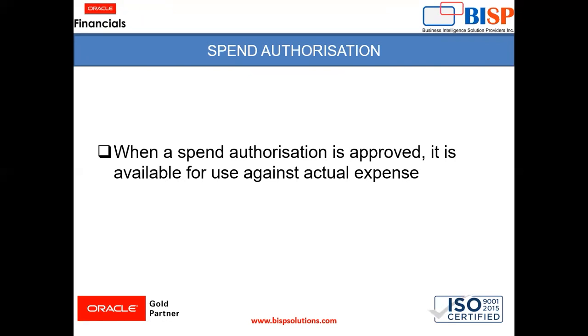So what the employee needs to do is request the authorization, then the manager will approve that authorization, and then after getting the authorization, the employee can use it against actual expenses. So this is the concept of spend authorization in the expense module. Now we will move to the instance and request one authorization and see how the approval is done and how we can use the same against the actual expenses while creating the expense report. So moving to the instance now.